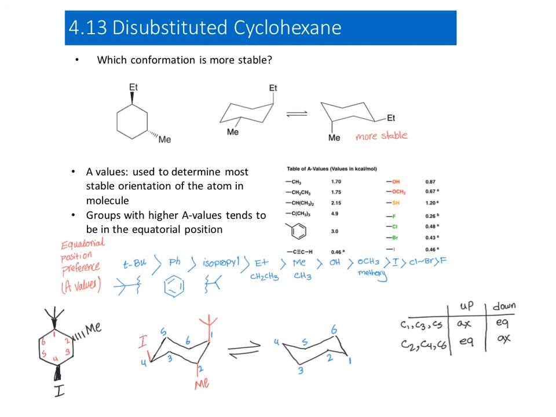Okay, now let's do the chair flip and draw the conformation. So upon chair flip, the axial tertiary butyl will be equatorial. The axial methyl will be equatorial as well. Okay. And the equatorial iodine will be axial.